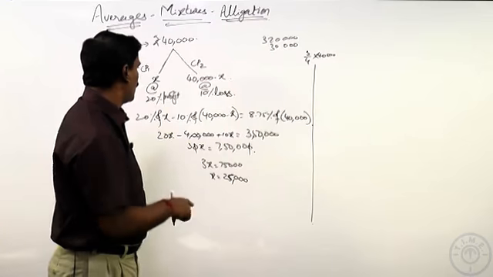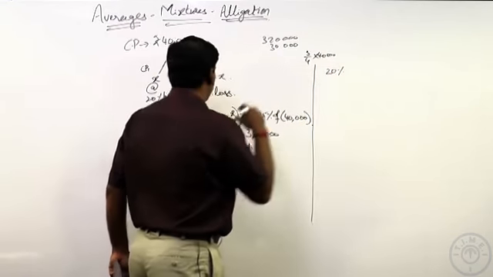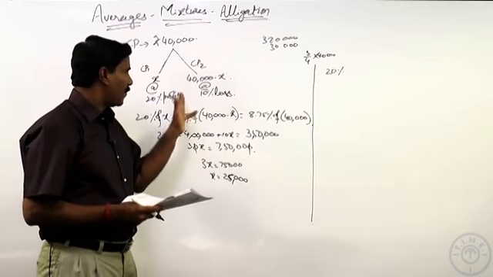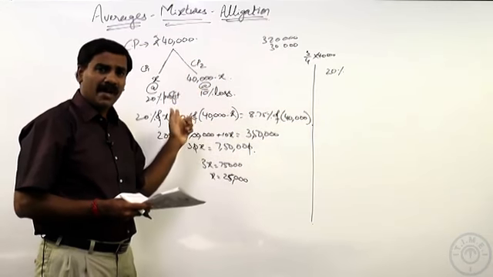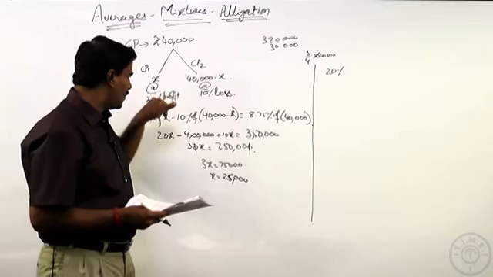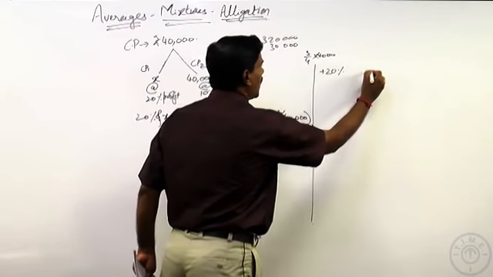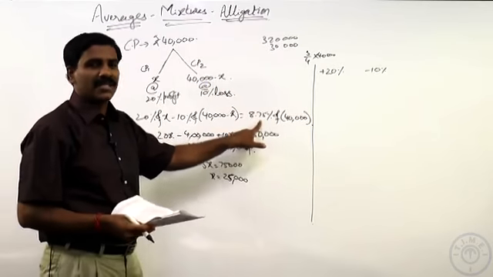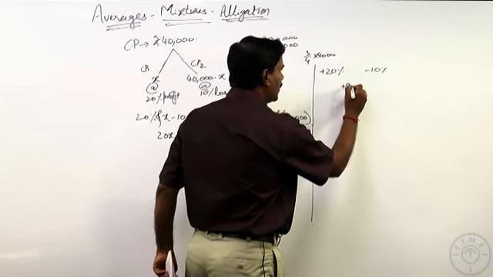The first is sold at 20% profit, so I'm writing it as 20%. The second is sold at 10% loss. If we have profit in both cases, we consider positive values only. If one is profit and the other is loss, we consider them with signs also. So 20% profit is plus 20, and 10% loss is minus 10%, and on the whole we have a profit of 8.75%. So write that 8.75 in the middle in this way.